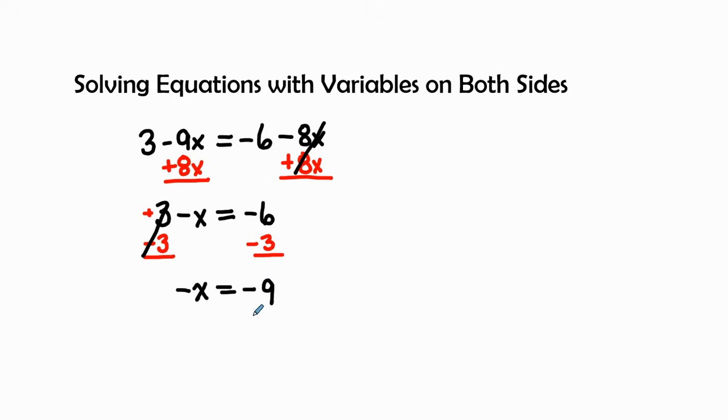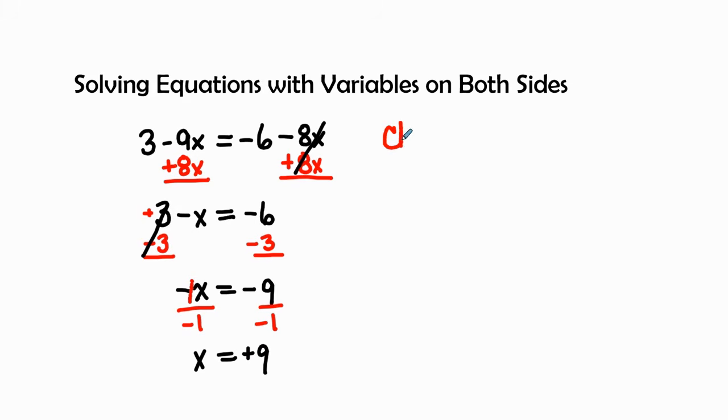Now I see that, wow, I have my variable by itself, but not entirely. I have this negative x, so it's really kind of like a negative 1 here. So I need to divide both sides by a negative 1. And then I can simplify. A negative 1 divided by a negative 1 gives me x. Negative 9 divided by a negative 1, a negative and a negative is a positive, and 9 divided by 1 is 9. And so x equals a positive 9 is my answer.